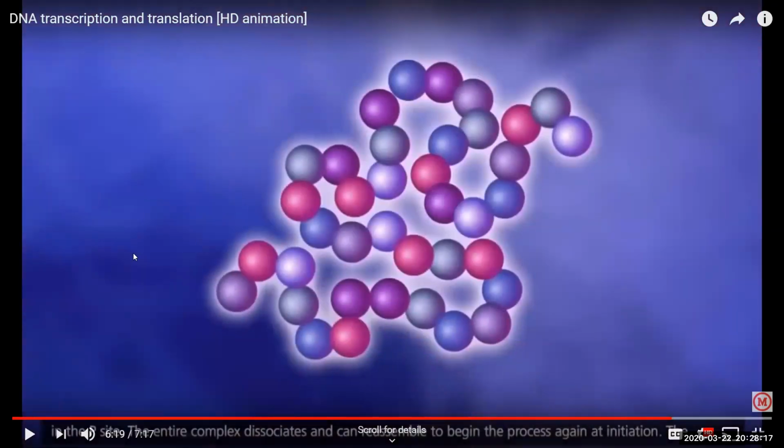All right, and then we have the folding of our polypeptide.